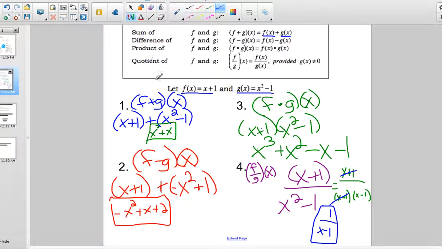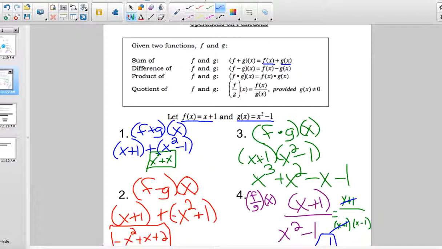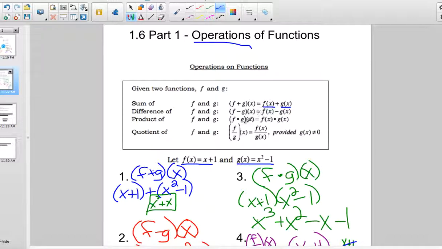Okay? So those are all of your operations on functions. I can give you any two functions, and you can add them, subtract them, anything like that, especially with ones like these where they're lines or quadratics. And that's it. So that's it for part 1, and then we're going to start part 2.